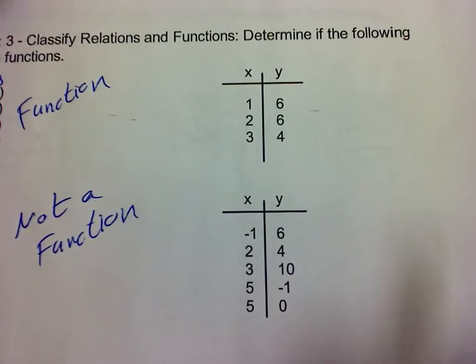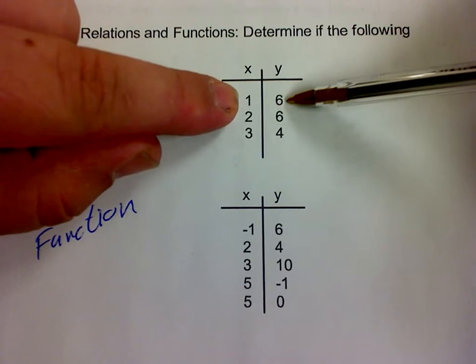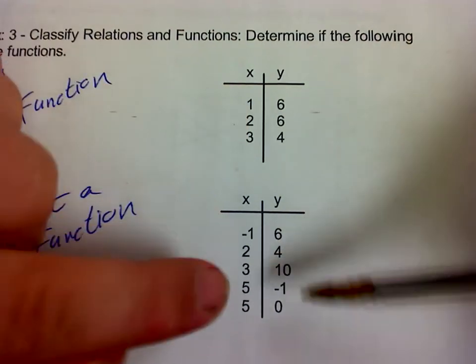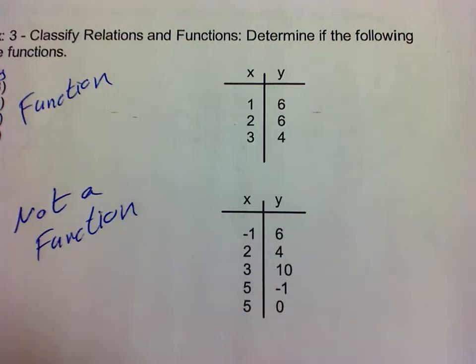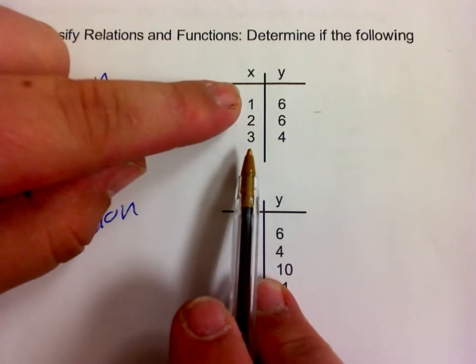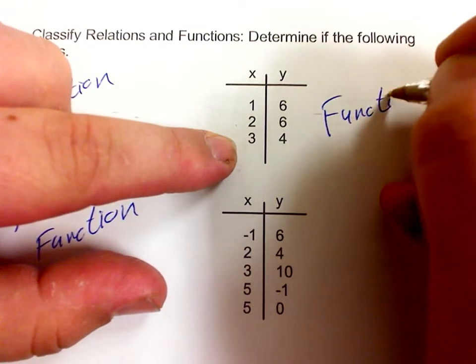Now, if we're looking at two tables, reminder, this is still basically a series of points. For instance, we have the points (1, 6), (2, 6), (3, 4), (negative 1, 6), and so on and so forth. Just as before, if we're trying to determine if this is a function or not, we only have to focus on the domain, the x's. Since all these x's are different, 1, 2, and 3, we have a function.